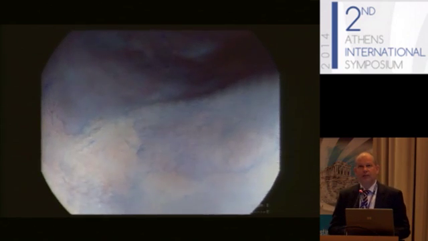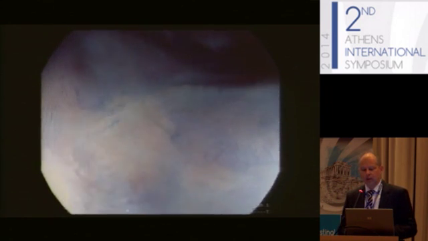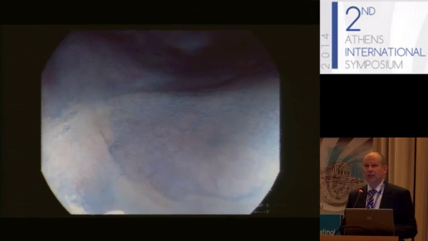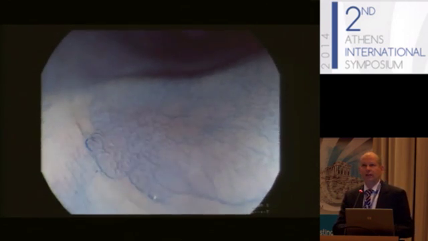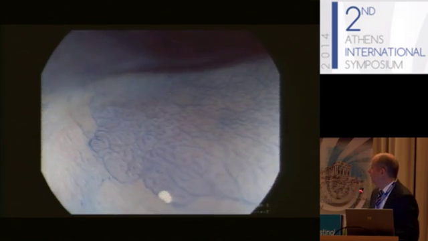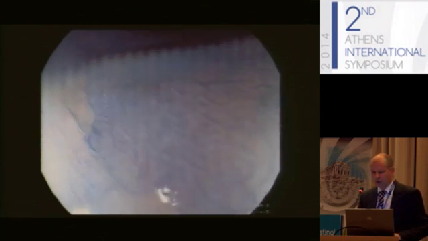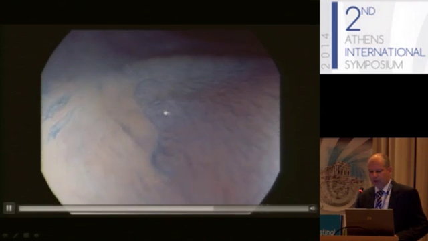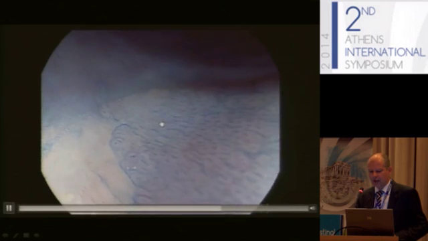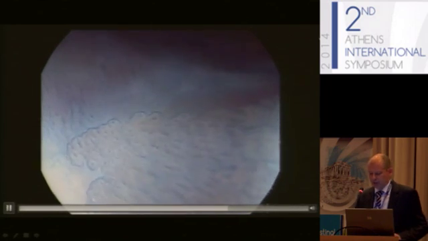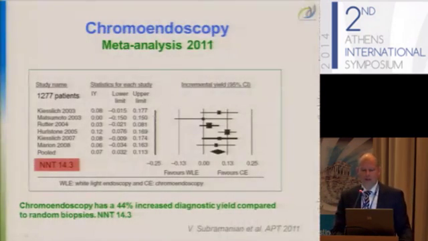However, even more striking and more important is to identify lesions. And here you see that the lesion is completely flat. It's a so-called type 2B lesion. It's inside the mucosa, and with chroma-endoscopy you can delineate the border, and then it's easy to target your biopsy or to guide your endoscopic intervention.